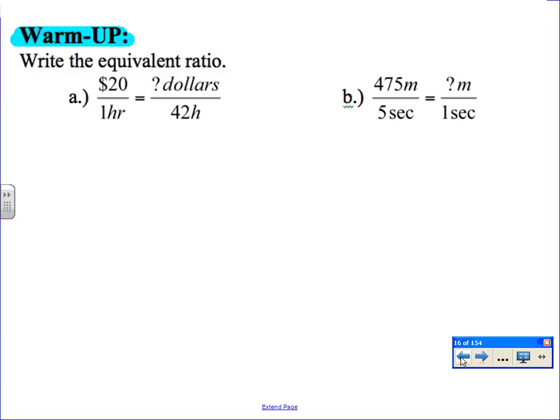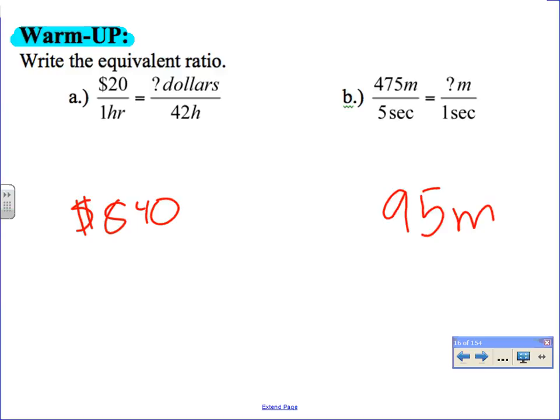All right, the warm-up, letter A. Jordan, what did you get for letter A on the warm-up? Good job. Letter A should be $840. Letter B, Evan? Okay, you didn't get to that. Jackie? Good, 95 meters. Okay, those are just 2 warm-up problems. Did you guys have any questions on either one of those?